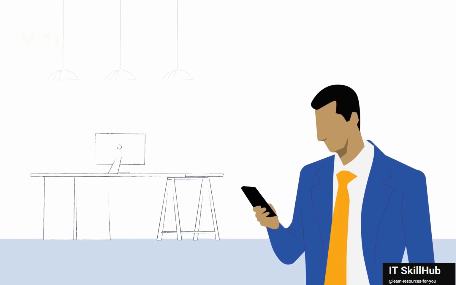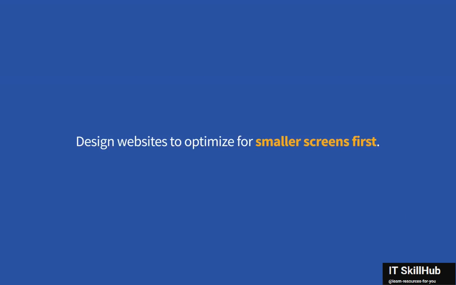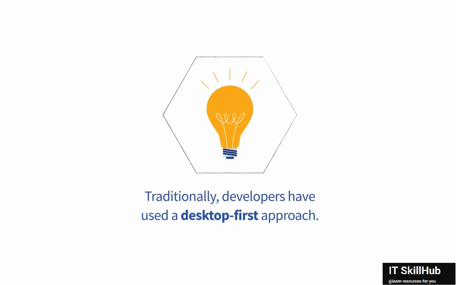Most people today browse the web on their phones rather than on desktops, so it's more important than ever to design websites that work seamlessly on smaller screens first. Traditionally, we developers have used the desktop-first approach, where we style a website to optimize for larger screens first, then using media queries, we change the styles for smaller screens.